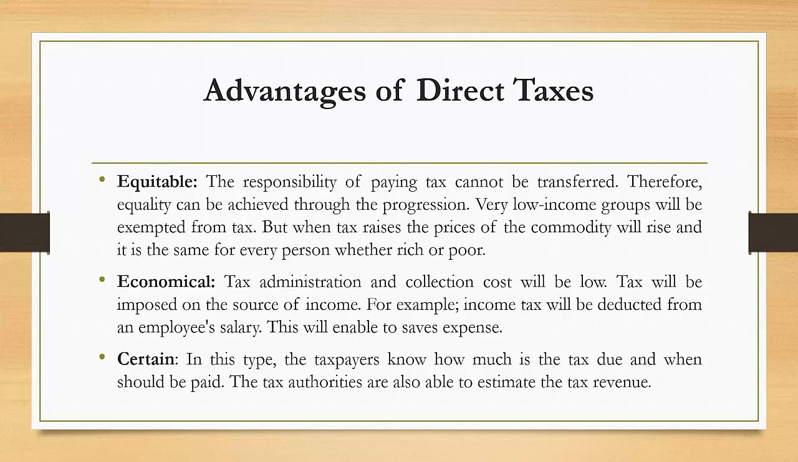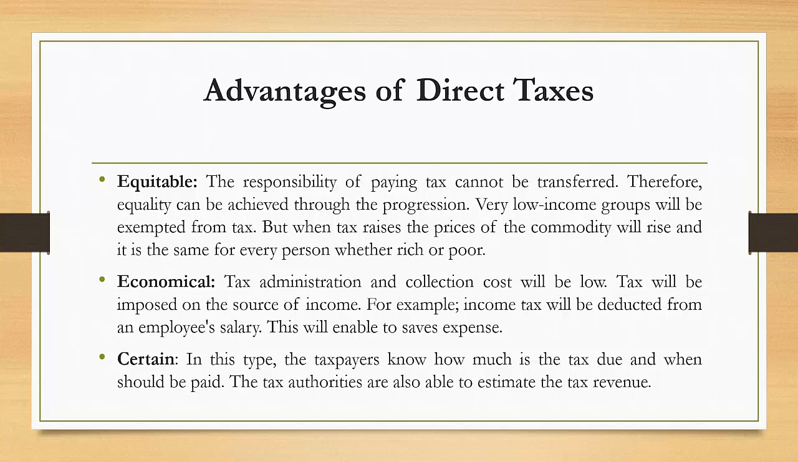The second advantage of a direct tax is that it is economical in terms of implementation. Tax administration and collection cost will be low. Tax will be imposed on the source of income. For example, income tax will be deducted from an employee's salary at source, and then it will be deposited in the government's treasury. The organization will do this job. So this will save a lot of expense for the government or the tax authorities.